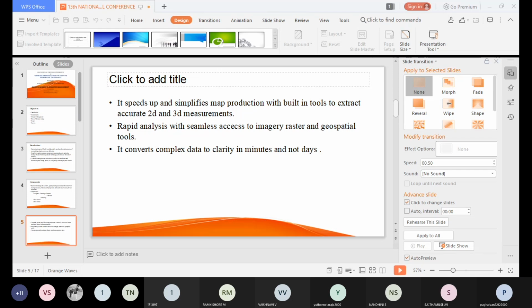So rapid analysis with seamless access to imagery, raster, and geospatial tools. So it converts complex data to clarity in minutes and not days.